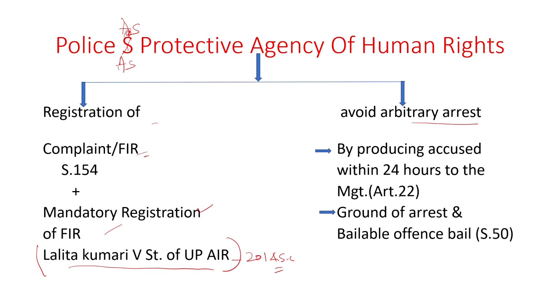Then, avoiding arbitrary arrest, which I have already highlighted, by producing the accused within 24 hours before the magistrate. Article 22 of the Indian Constitution imposes an obligation upon the police officer to produce any accused person within 24 hours before the magistrate. Then the ground of arrest, whether bailable or non-bailable, is also specifically provided in the statute, and section 50 talks about communication of information regarding grounds of arrest.